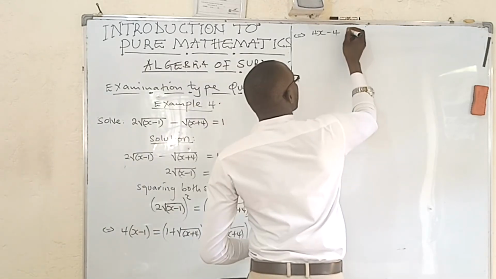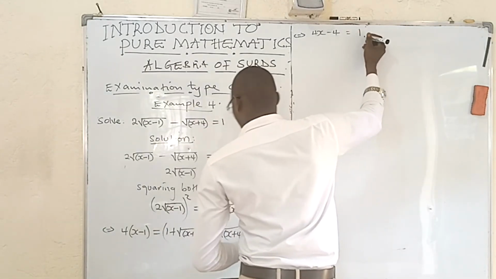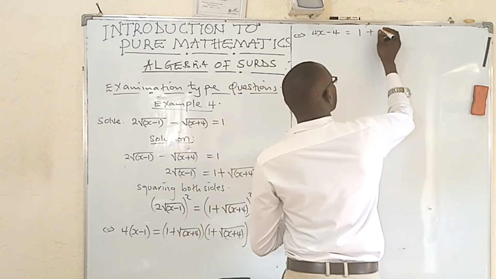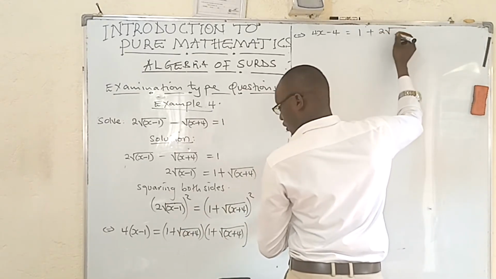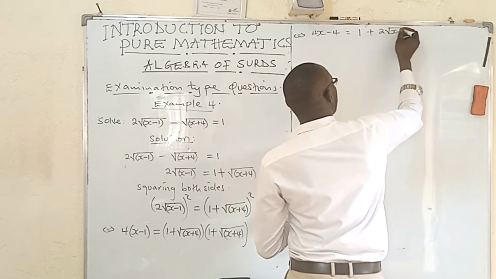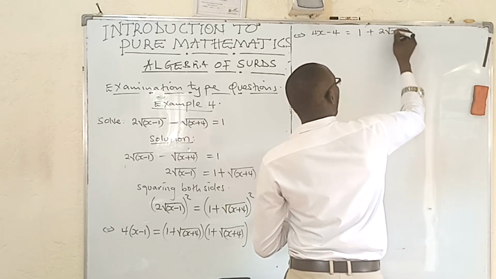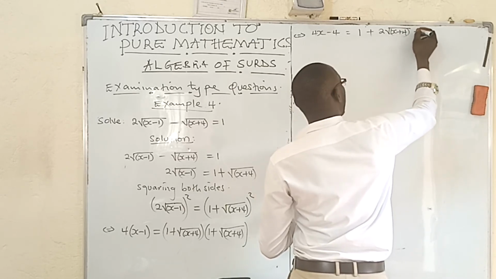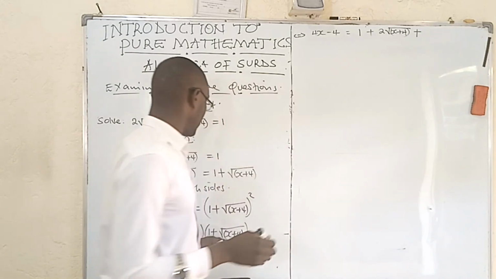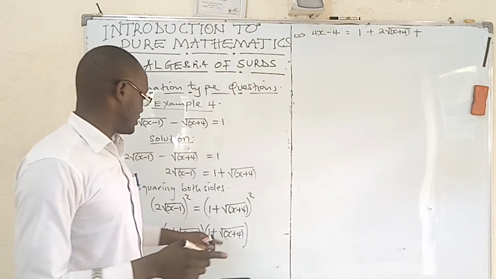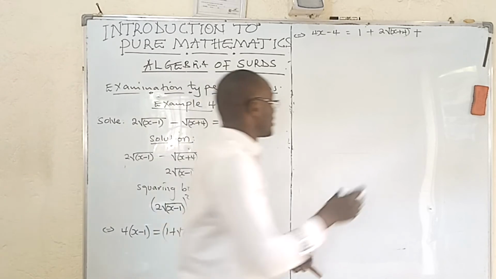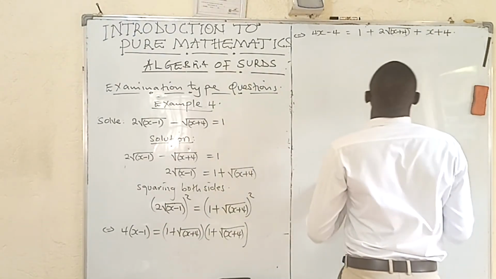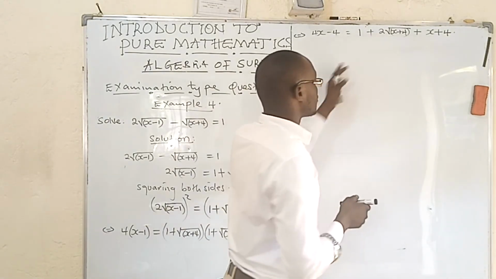This will become 1 squared, which is 1, then plus 2 into 1 into this, which becomes 2 root of x plus 4, then plus x plus 4 squared, root of x plus 4 squared, which brings out x plus 4. Very interesting. Try to simplify.